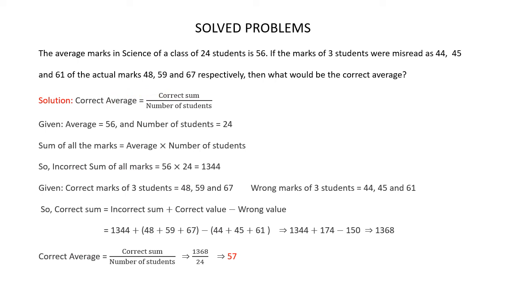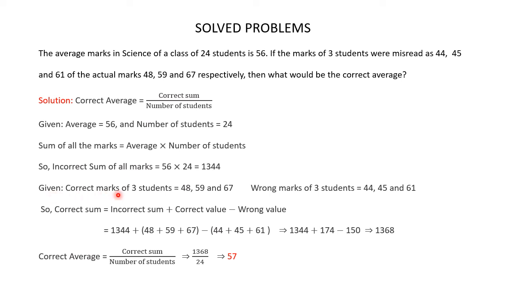Now it's given that the average is 56 and number of students is 24. We know that sum of all the marks is equal to average multiplied by number of students. This is 56 multiplied by 24, which gives us 1344. But this 1344 is not the correct sum of all the marks, because while calculating the average marks, the marks of 3 students were misread. So 1344 is the incorrect sum of all the marks.